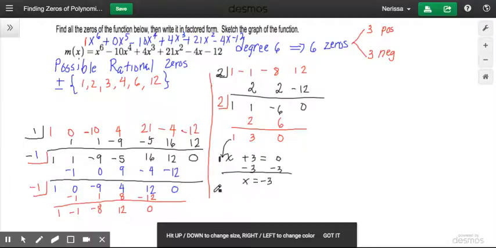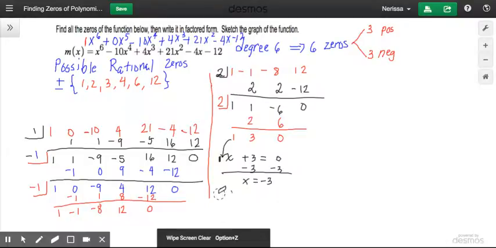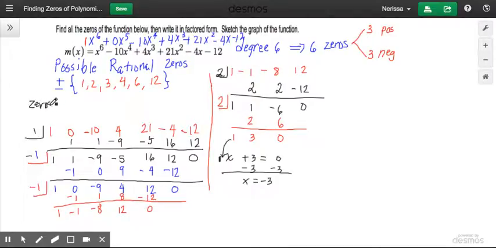So we can say that m of x, no, not yet, hold on. I just want to list the zeros. Okay, so the zeros are, maybe I'll put it here. So we found out that the zeros are 1, negative 1, 2, 2, and negative 3. So do we have 3 negative zeros? Yes. Do we have 3 positive zeros? Yes. Okay. So now we can write m of x in factored form.